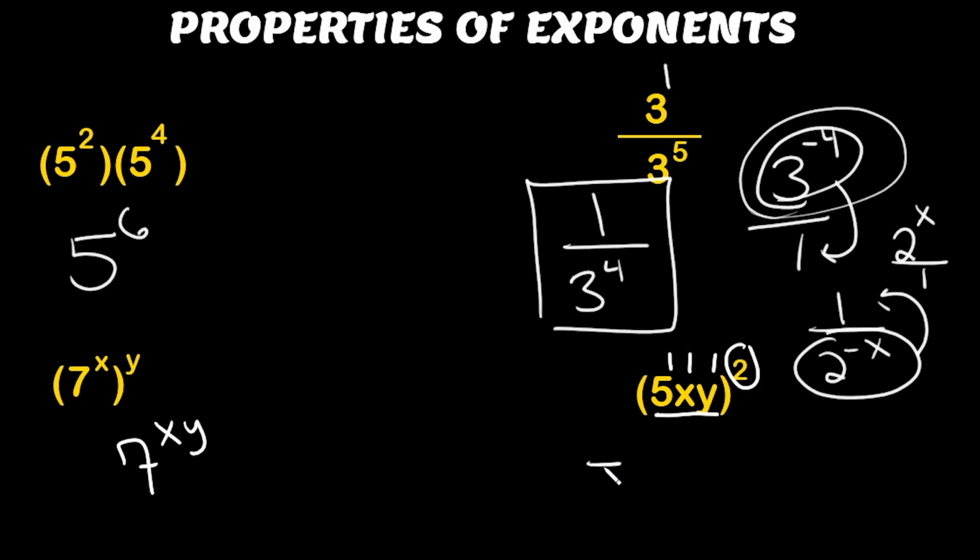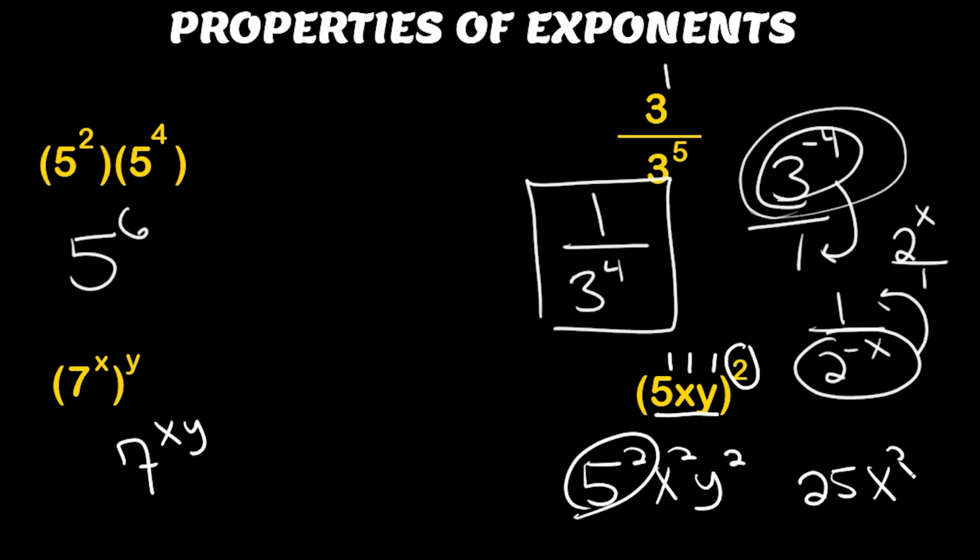So I end up with 5 to the 2nd power, x to the 2nd power, and then y to the 2nd power. And I can simplify down this part if I want to. I could write 25. So 25 x squared and then y squared. That's done. Okay? So let's take a look at some more examples.